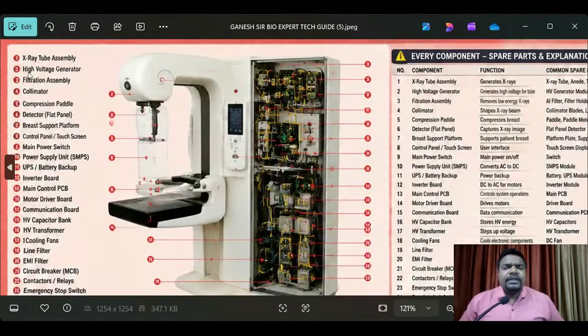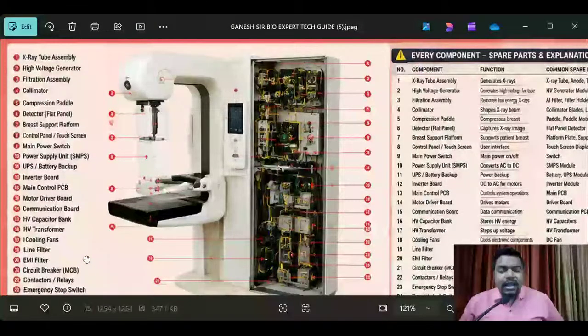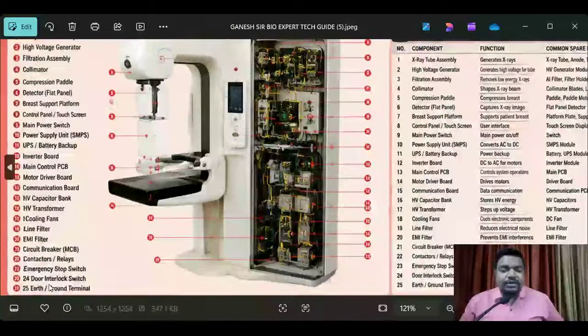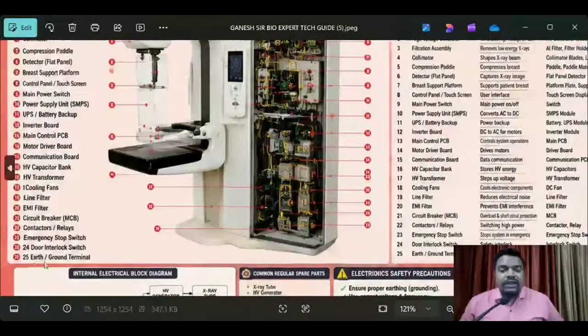X-ray tube assembly, high voltage generator, filtration assembly, collimator, compression paddle, detector flat panel, breast support platform, control panel touchscreen, main power switch, power supply unit SMPS, UPS or battery backup, inverter board, main control PCB, motor driver board, communication board, HV capacitor tank, HV transformer, cooling fans, line filter, EMI filter, circuit breaker MCB, contactor relays, emergency stop switch, door interlock system, and the 25th, earth or ground terminal.